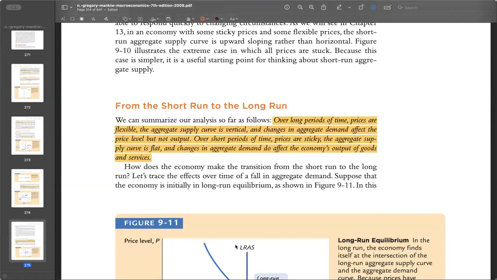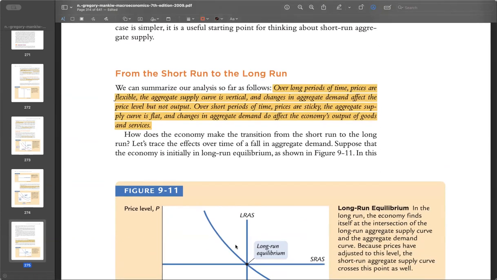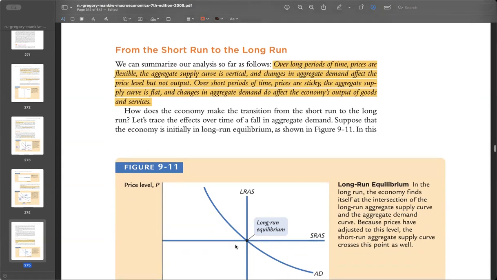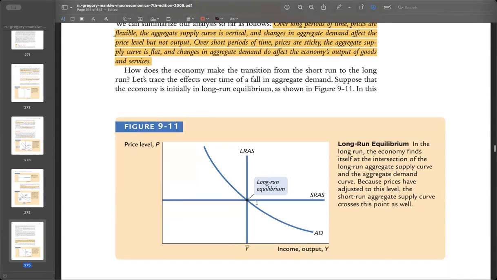We've also done this in the course, but now we will review the movement from the short run to the long run. Over long periods of time, prices are flexible and the aggregate supply is vertical. Changes in aggregate demand affect the price level, but not the output. Over short periods of time, prices are sticky and aggregate supply is flat. Here you've got a depiction of the long-run equilibrium. Here's the long-run aggregate supply curve. Here's the price at which the long-run aggregate supply equals aggregate demand, and of course, output equals Y bar.